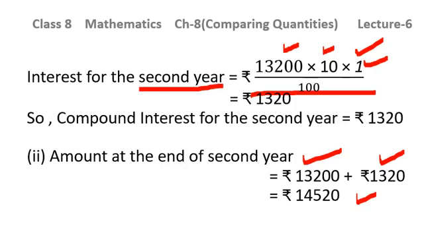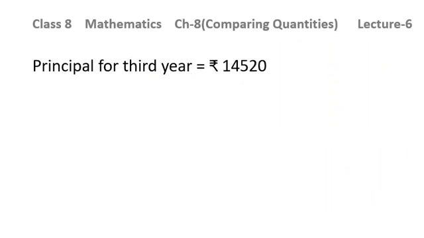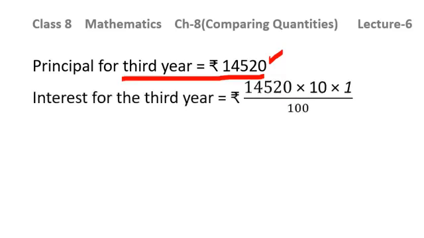Now as I need to find the compound interest for the third year, this will be the principal for the third year, because the amount of the previous year, that is the second year, will be the principal for the third year. Like this I have written here. So the principal for the third year will be 14,520. So the interest will be P into R into T divided by 100.